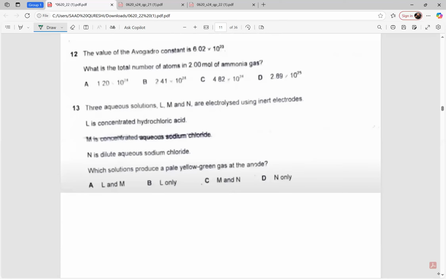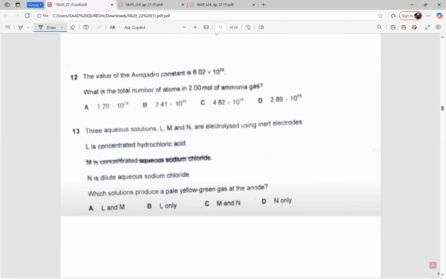The value of Avogadro's constant is 6.02 times 10 to the power 23. What is the total number of atoms in 2 moles of ammonia? Now we have to see first how many atoms there are in 2 moles of ammonia, because they're asking the total number of atoms. So whatever number of atoms will be present in 2 moles of ammonia, we will multiply Avogadro's number by that number of atoms. So if we see, in 1 mole of ammonia, there are 4 atoms.